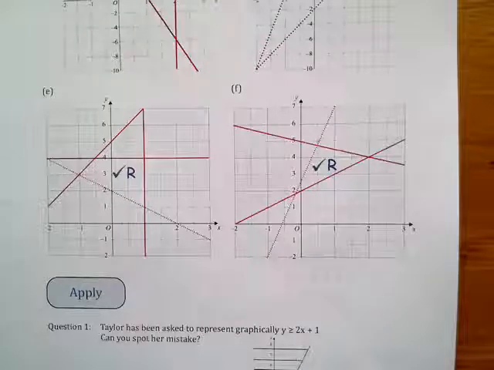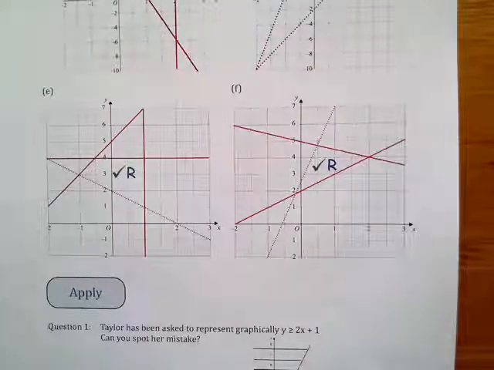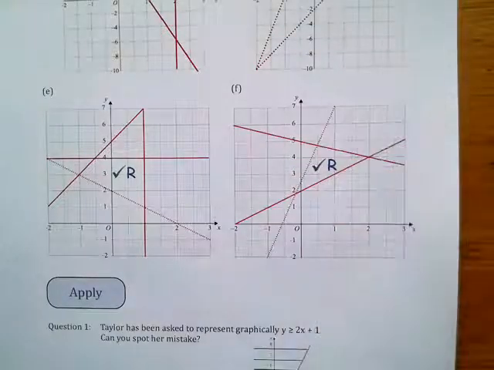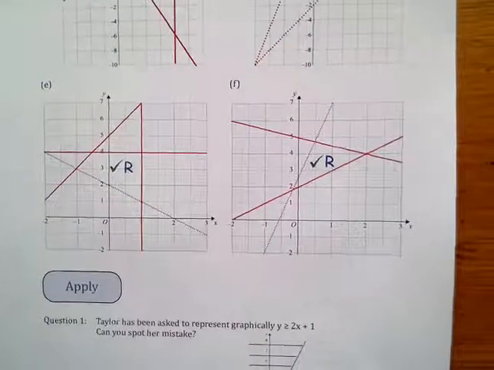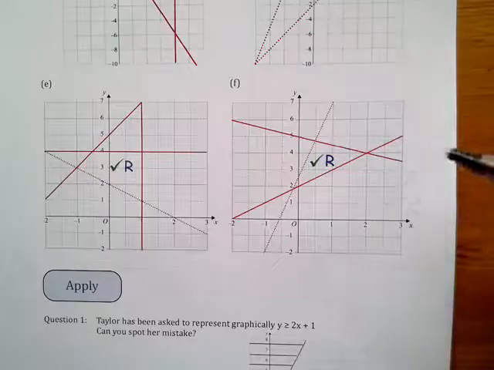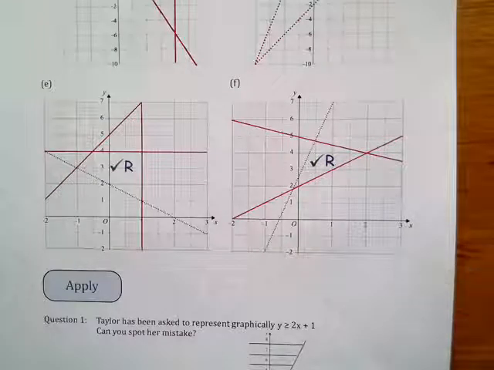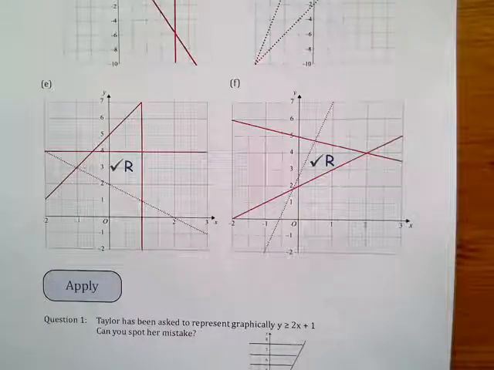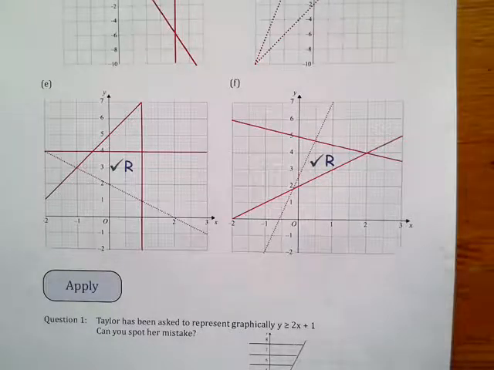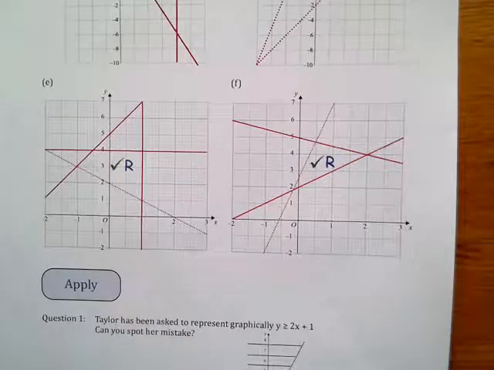So what I need to do is take each line in turn and work out what its equation was, and therefore what the inequality was that's being represented by being a certain side of the line. So let's start with the dotted one. As it's a dotted line, it will have a greater than or a less than sign, and not a greater than or equal to or less than or equal to sign. The other ones will.